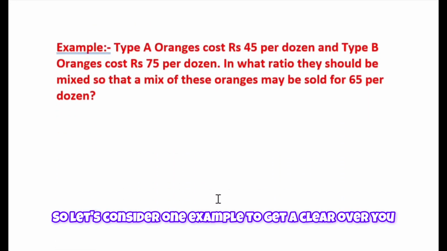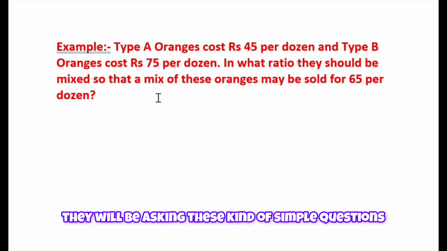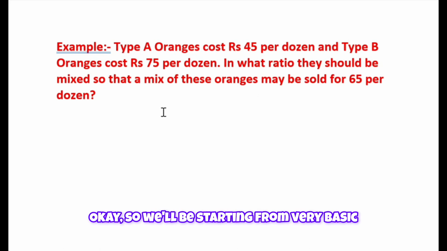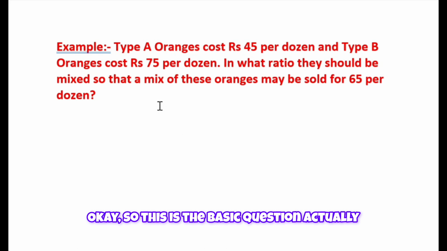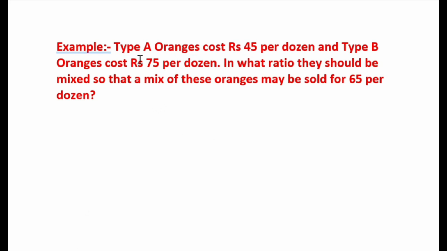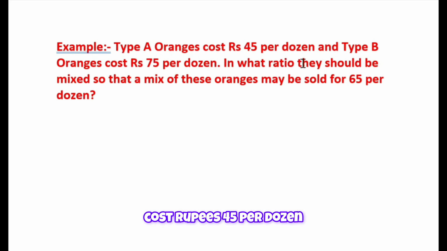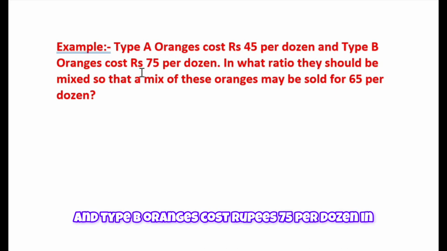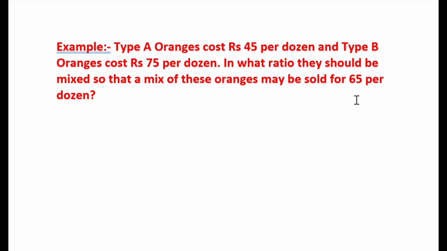Let's consider one example to get a clear overview. In many examinations, like railway exams, they ask these kinds of simple questions. We'll start from the very basics and then try to solve very high level questions. This is the basic question. I'm reading the question for you: Type A oranges cost rupees 45 per dozen and type B oranges cost rupees 75 per dozen. In what ratio should they be mixed so that a mix of these oranges may be sold for 65 per dozen?